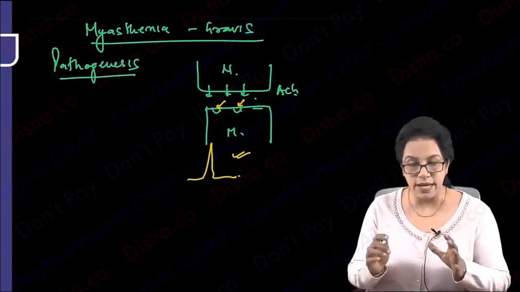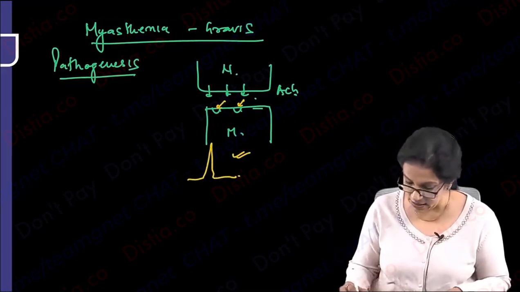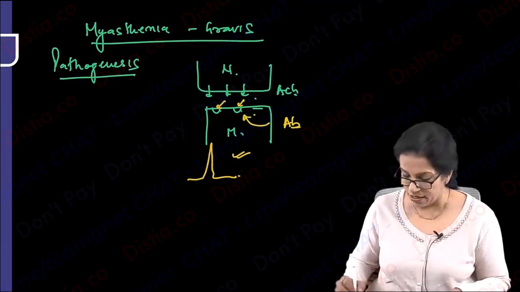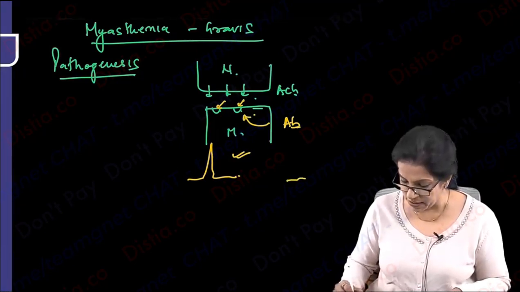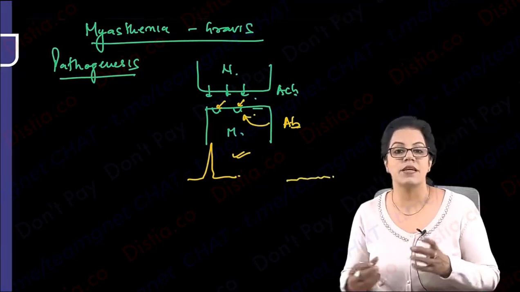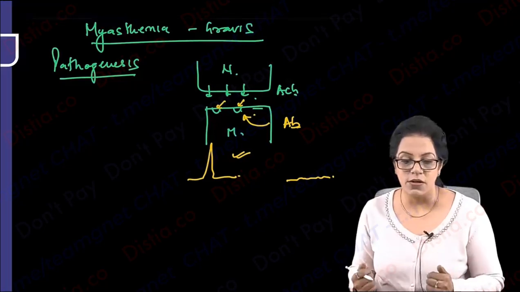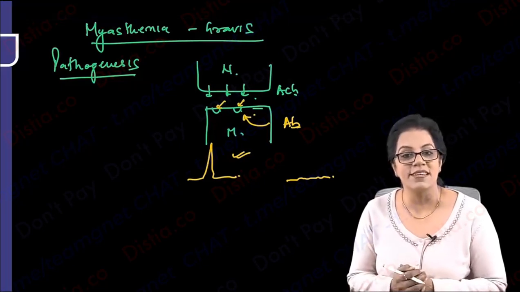Now what happens in myasthenia gravis? There are antibodies against these receptors. Therefore, the potential that is generated is very minimal. The muscle contraction will not be proper, right? Because acetylcholine is now not enough because of the antibodies against the receptors.